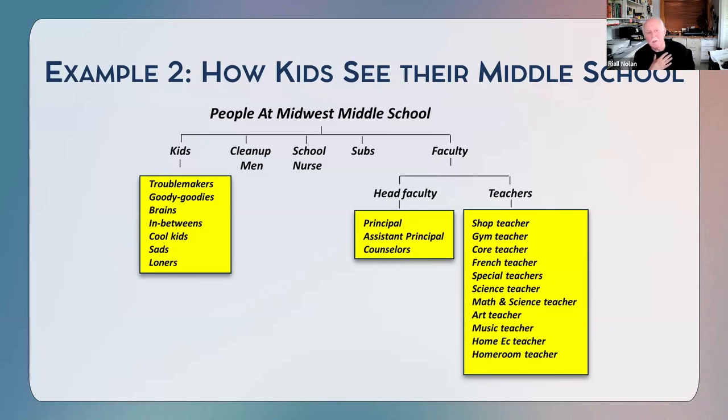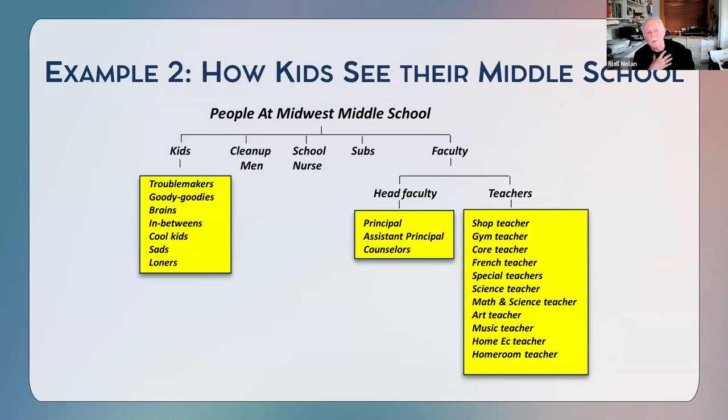Now the kids divide themselves in very interesting ways. There are the kids who cause trouble. There are the kids who are good kids. There are the kids who are smart. There are the kids who are sort of not one or the other. There are the cool kids, the sad kids, and the loners. That's the way these kids divided themselves. You might say, well, in my school, they didn't do it that way. That's fine, because this is a technique for doing ethnography in one place with one group of people.